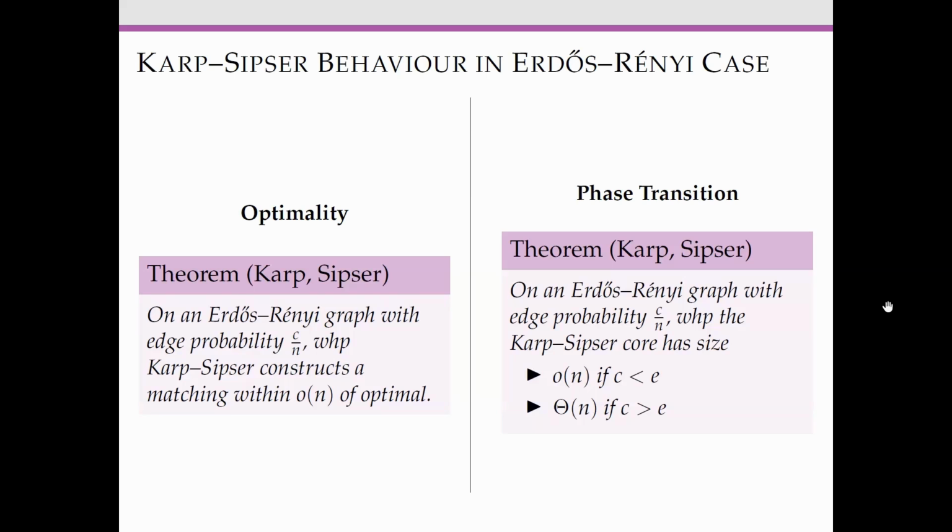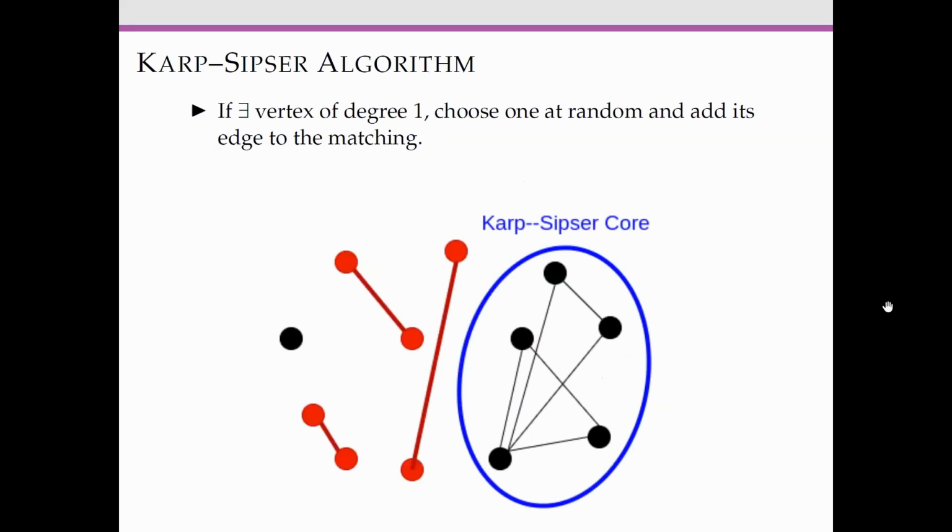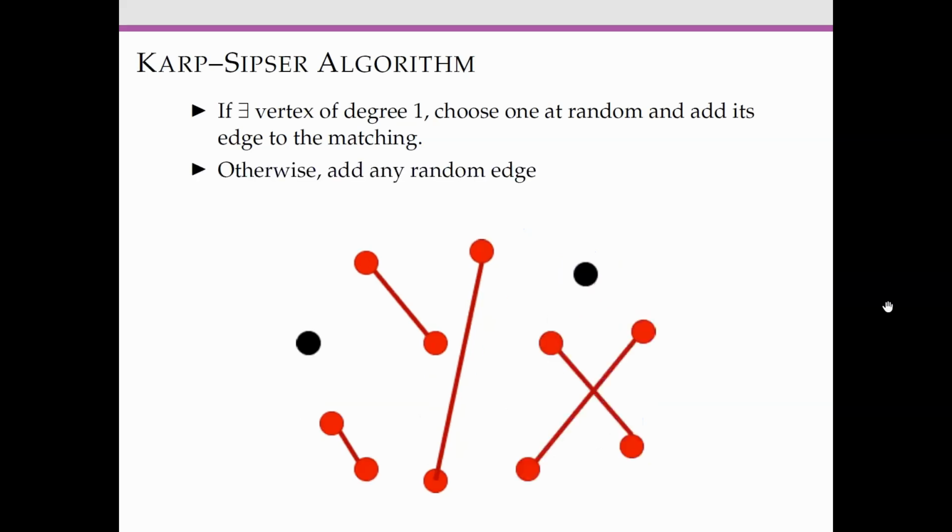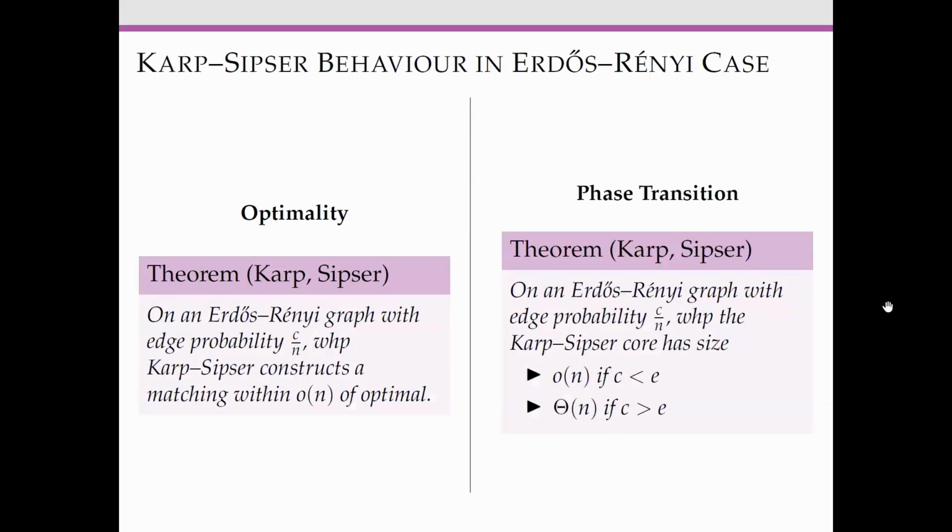And something that pops out of this analysis is this Karp-Sipser core. There's a nice phase transition that happens with how big this core is. As a consequence of their analysis, they show that if your edge probability is less than e/n, what they call a subcritical phase, then your core is of size o(n), which means you can essentially just ignore it because it's a negligible fraction of your graph. On the other hand, if your edge probability is bigger than e/n, then you're left with some linear fraction of vertices, and you actually have to say something about the rest of the graph.